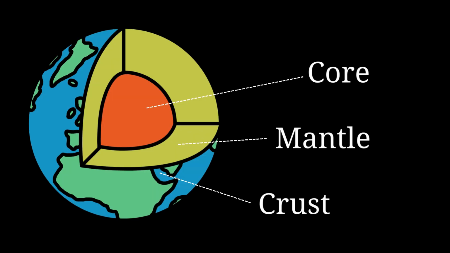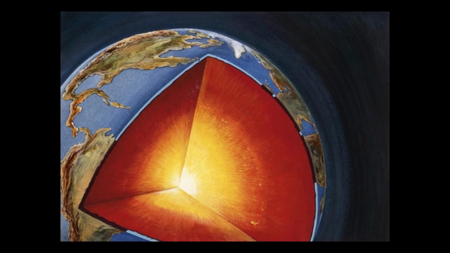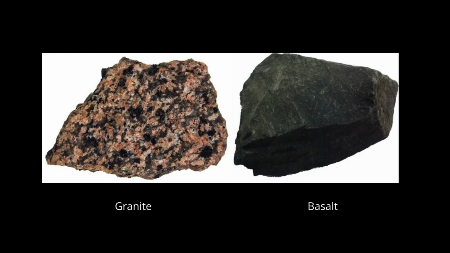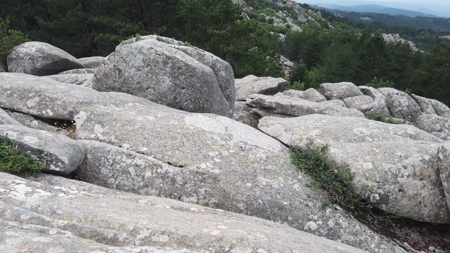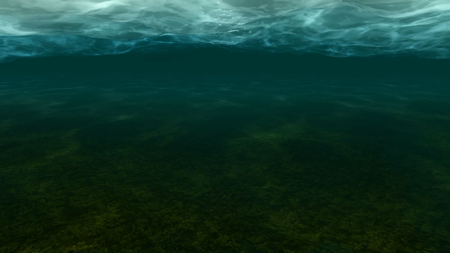And finally, the crust. A thin outer layer formed mainly of silicate rocks, such as granite and basalt. Granite is a light rock that can be seen in the mountains, and basalt is a dark and denser rock that occurs on the seabed.